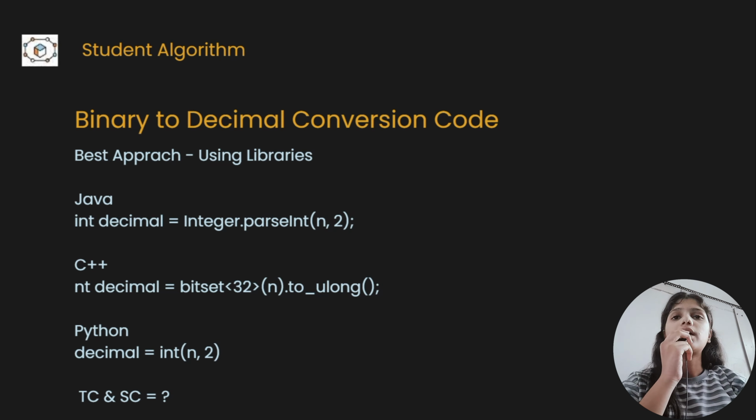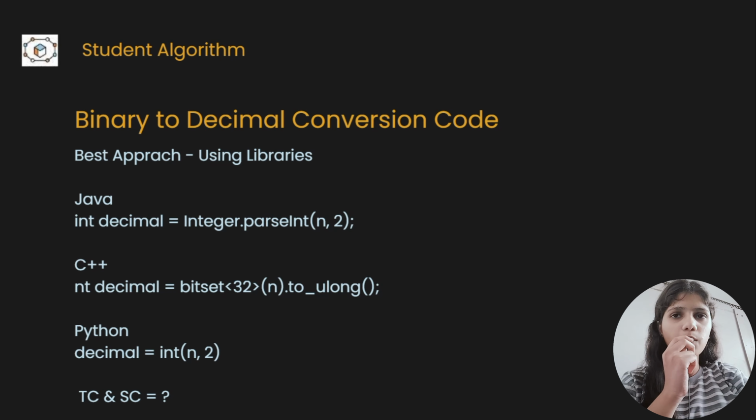Now your assignment work is, there is a best approach using libraries. You have chosen a certain language, right? Java, C++ or Python to code. In your chosen language, find the useful libraries for binary to decimal conversions.